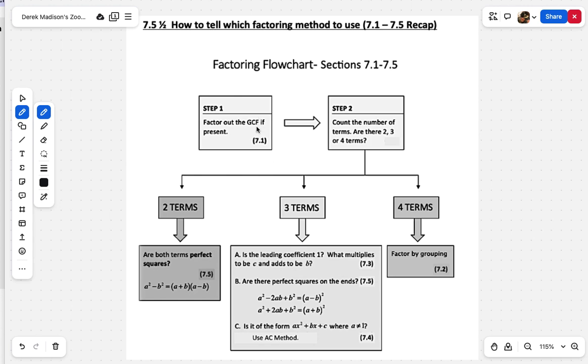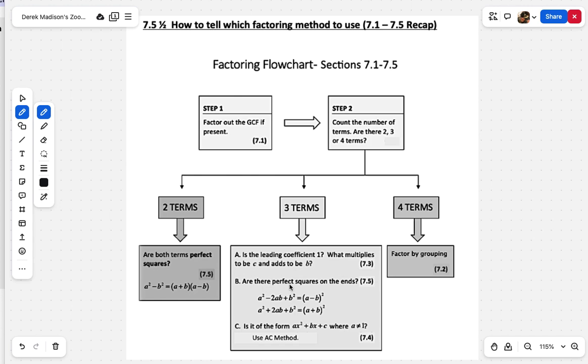Once you get the greatest common factor out of the way, if the leading coefficient is 1, in other words, if it starts off just plain x squared, then that means it's a 7.3 problem. You just do what multiplies to the end, adds to the middle, and write down the answer. And I'll do examples with all these in a second. So that's the best case scenario, it's that one.